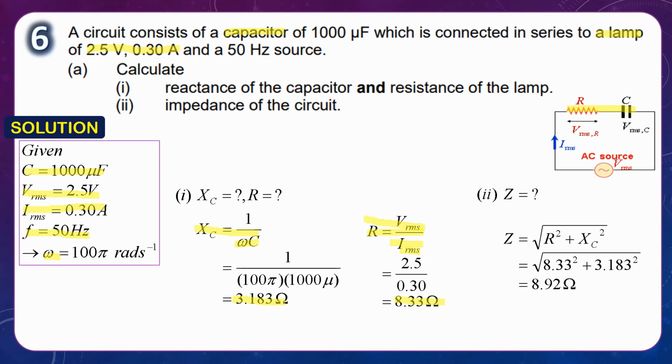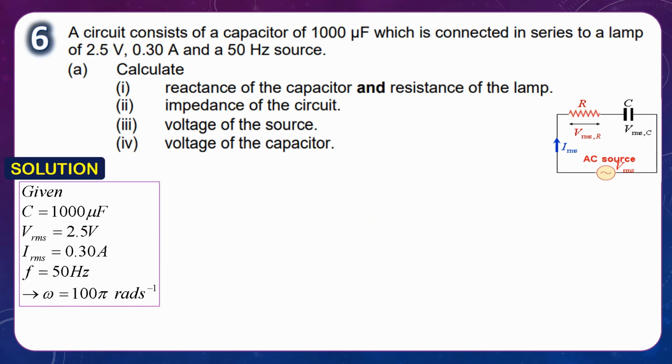For question number 6a2, we need to calculate the impedance of the circuit. Because this is an RC circuit, the equation of impedance is equal to the square root of R squared plus Xc squared, and we substitute the values that we have calculated, which are the Xc and the R. So we get the impedance of the circuit, which is equal to 8.92 ohms.